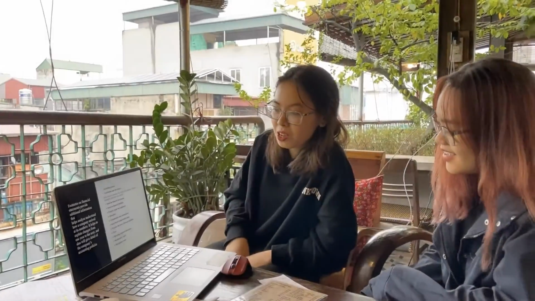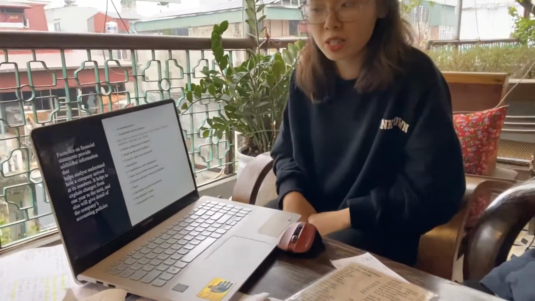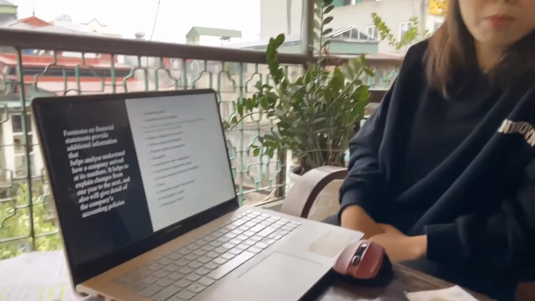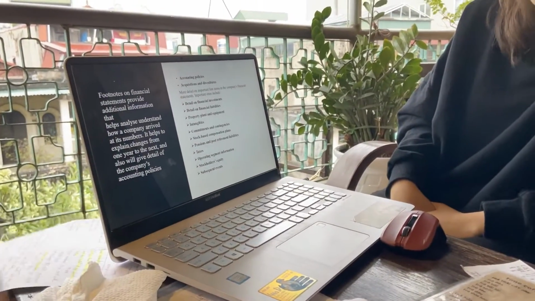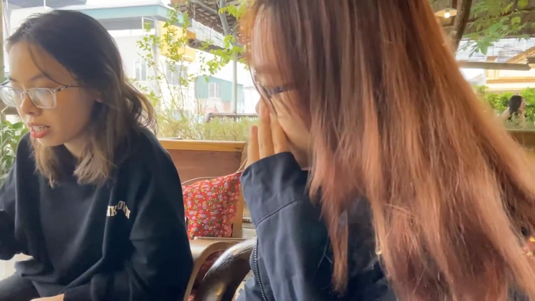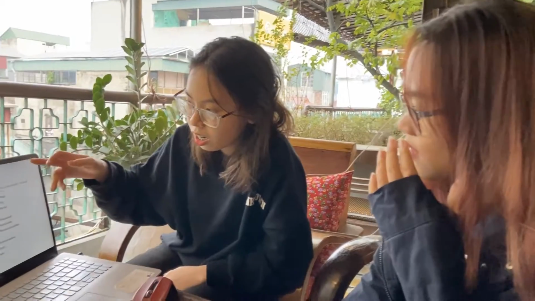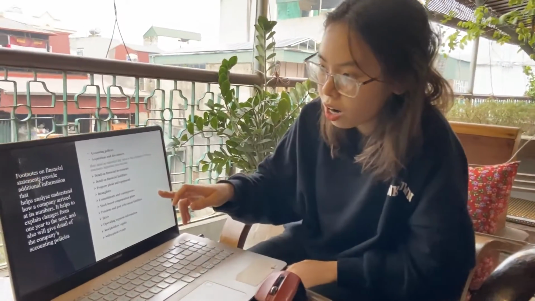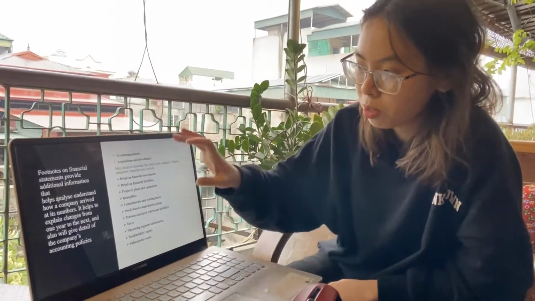Finally, I will talk about footnotes on financial statements. Footnotes to financial statements provide additional information that helps analyze and understand how a company arrived at its numbers. They help to explain trends from one year to the next, and also give details of the company's accounting policies. So you can see this is what the basics of footnotes to financial statements comprise.